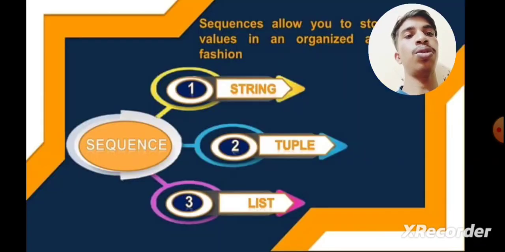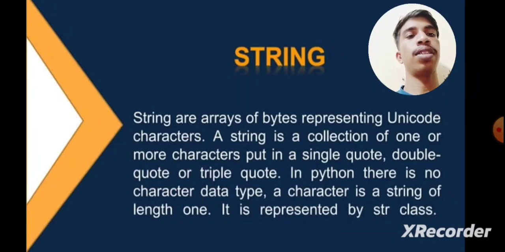Sequence types store multiple values in an organized and ordered fashion. Sequence: first one string, second one tuple, third one list. String. Strings are arrays of bytes representing Unicode characters. A string is a collection of one or more characters put in single quotes, double quotes, or triple quotes. In Python, there is no character data type. A character is a string of length 1. It is represented by the str class.